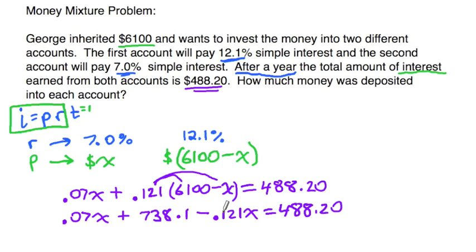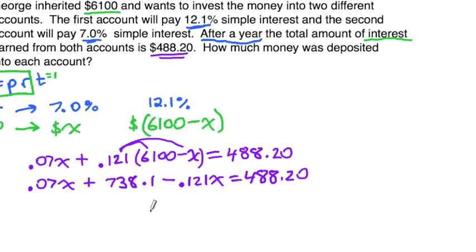All right, combine like terms. Now be careful here. These are decimal values. This one's bigger, so our answer is going to come out negative. So 0.121 subtract 0.07 gives you 0.051, but the bigger one is negative, so it's going to be negative 0.051x plus that 738.1 is equal to 488.20 or 488.2. Either one works.